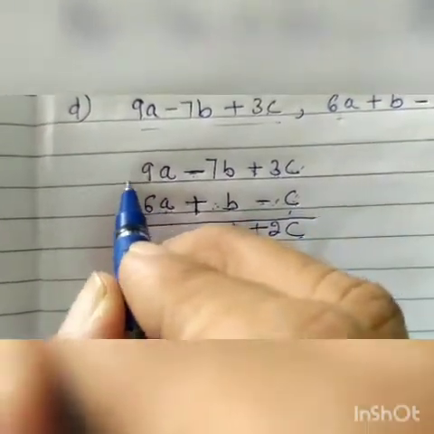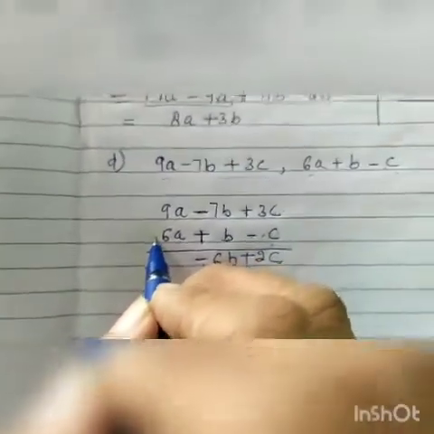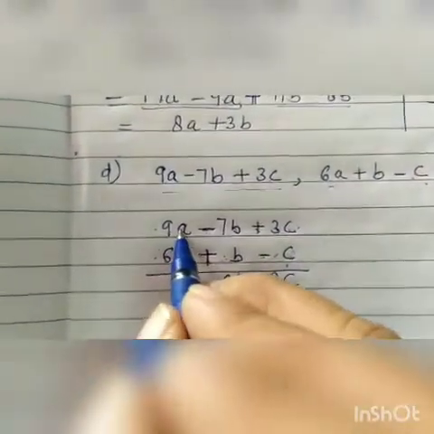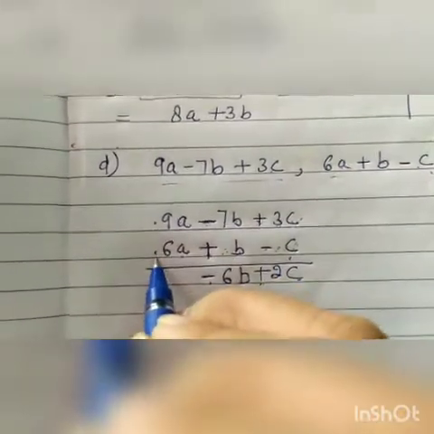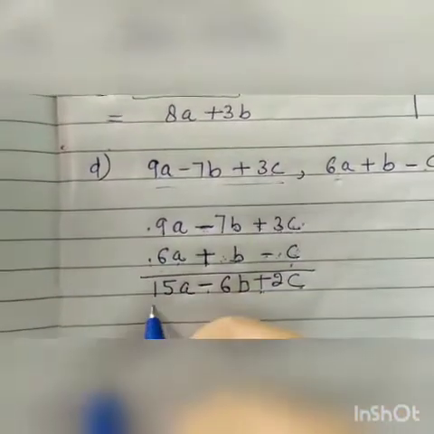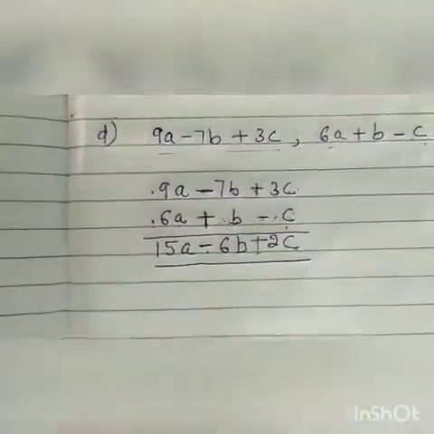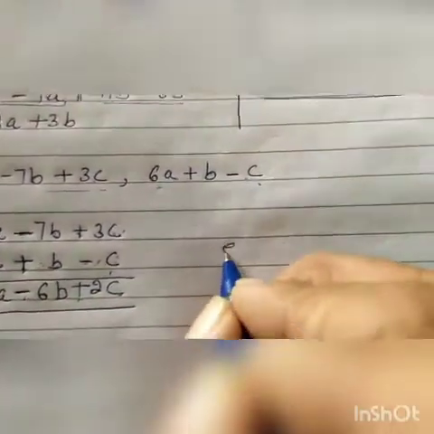Now it is plus 9a. If there is no sign at the start, then it will be read as plus. So it is plus 9a plus 6a. Both the signs are the same, plus plus, so the numbers will be added. 9 plus 6, 15a. Clear? Now come to its E part.